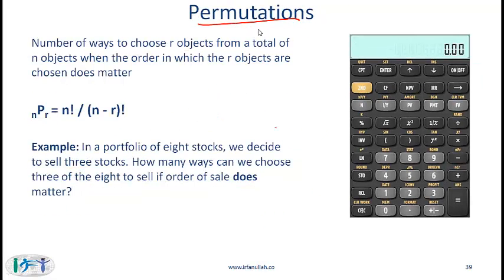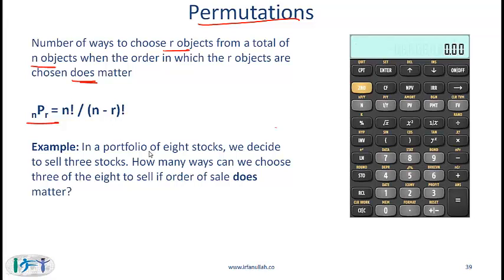Permutations. Permutations refers to the number of ways to choose r objects from a total of n objects where the order in which the r objects are chosen does matter. Here is the formula for nPr: n factorial, that's the total number of objects, divided by n minus r factorial.